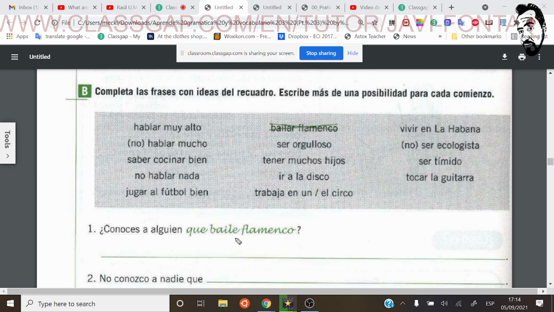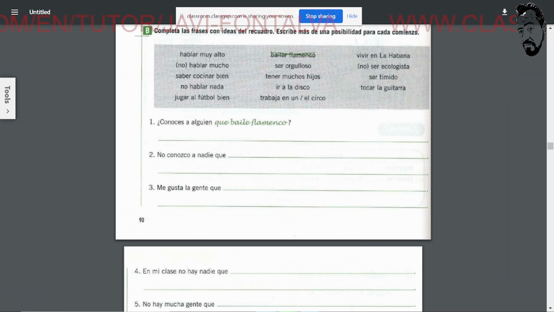Yeah, so if it was in the past tense, let's say, who didn't go to the disco, then it would have been fuera a la disco, right? Yeah, but for that you need to talk in the past. You're talking about present. Yeah. Okay, number 5. No hay mucha gente que.